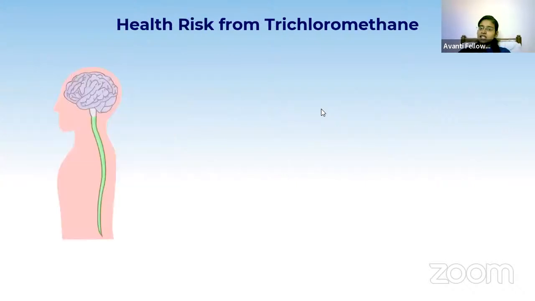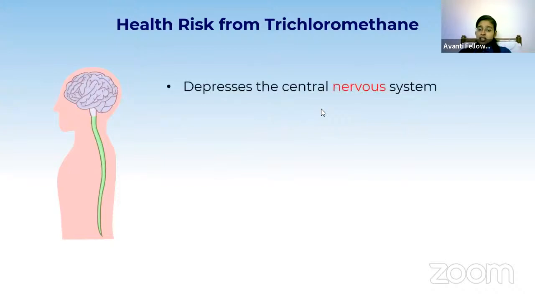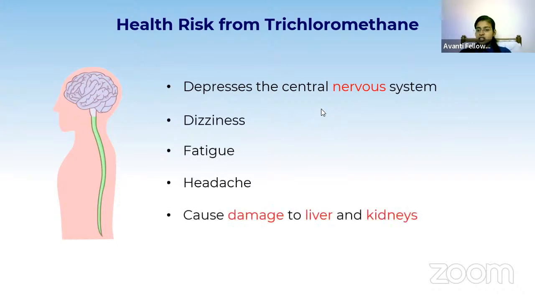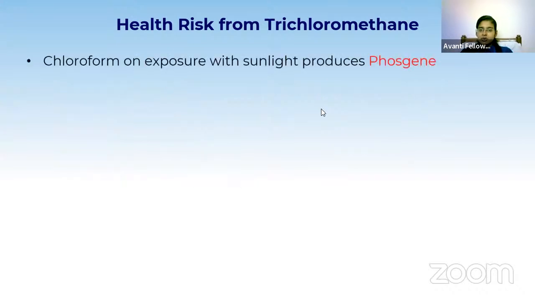Now, coming to the health risks of chloroform, it depresses the central nervous system. It also causes dizziness, fatigue, and headache, and it damages your liver and kidneys. And if you get exposed to chloroform in the presence of sunlight, it produces a gas called phosgene. I will show you the reaction.